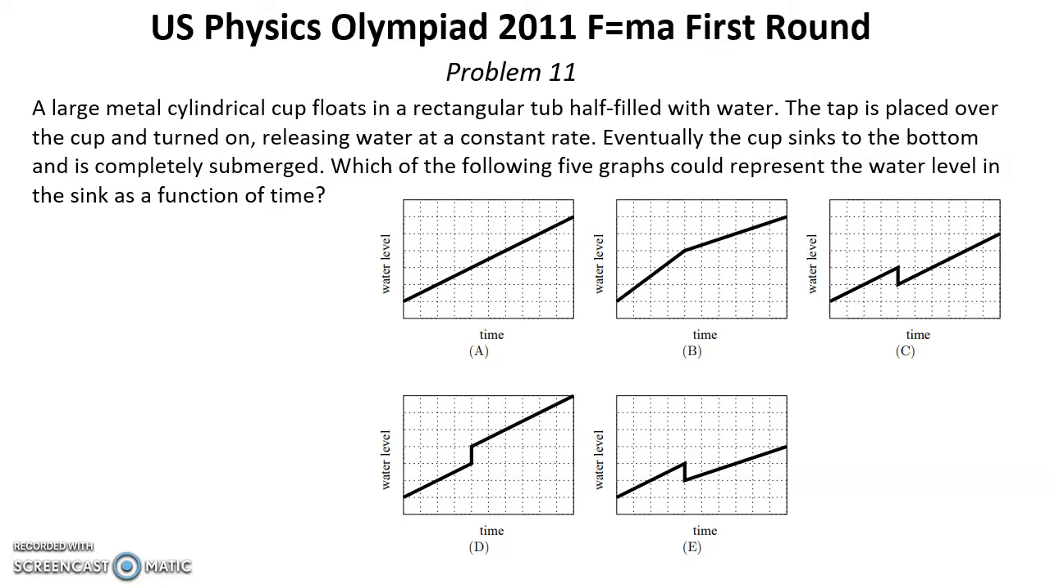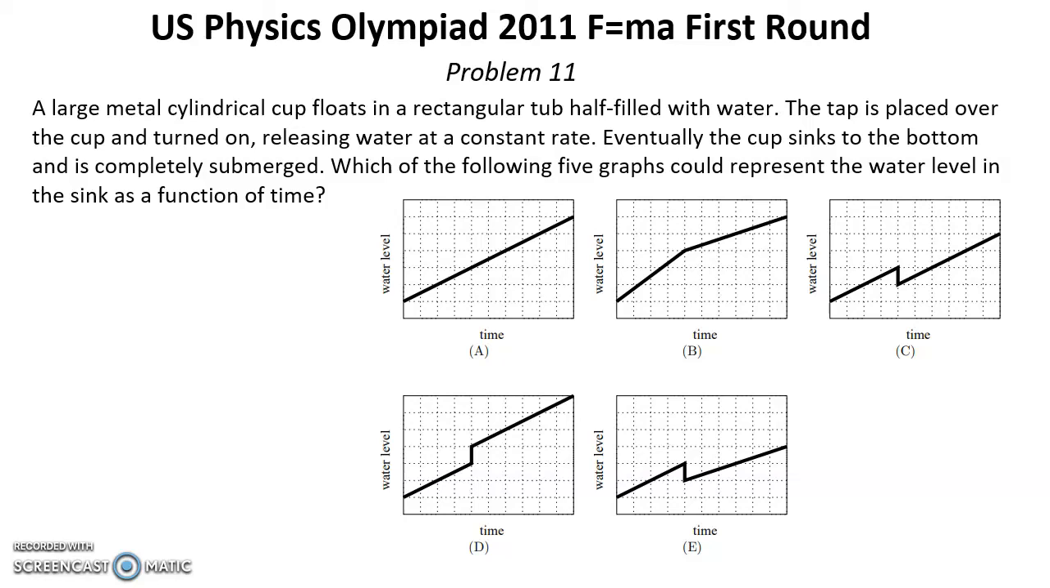A large metal cylindrical cup floats in a rectangular tube half filled with water. The tap is placed over the cup and turned on, releasing water at a constant rate. Eventually the cup sinks to the bottom and is completely submerged. Which of the following 5 graphs could represent the water level in the sink as a function of time? Solution.